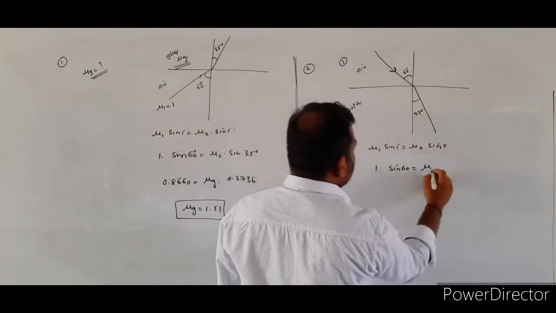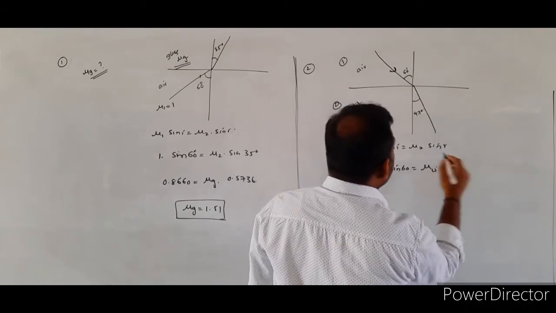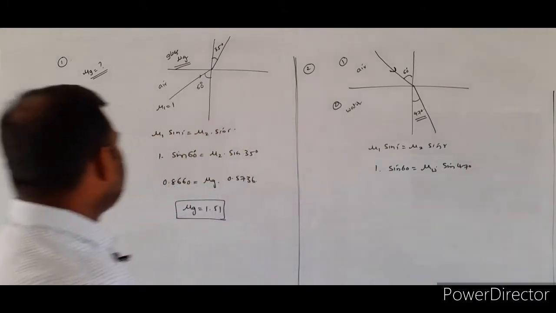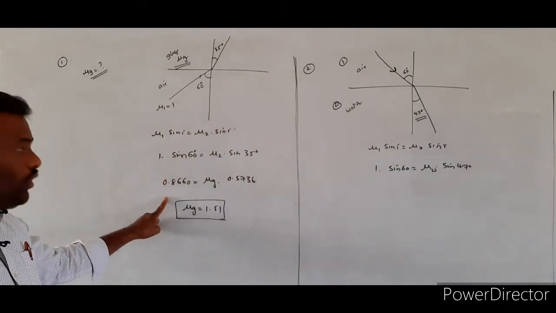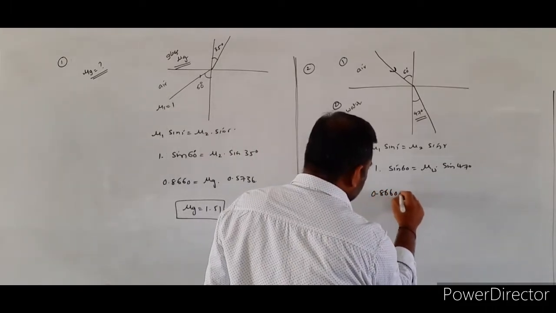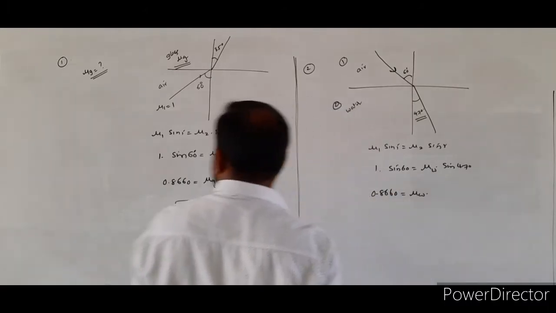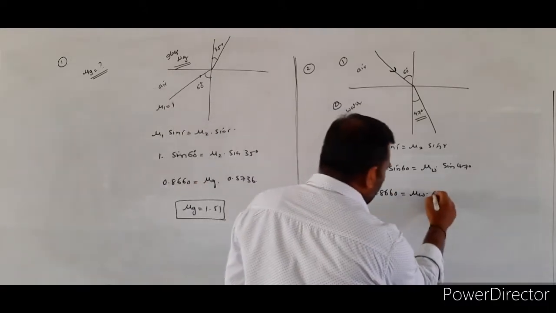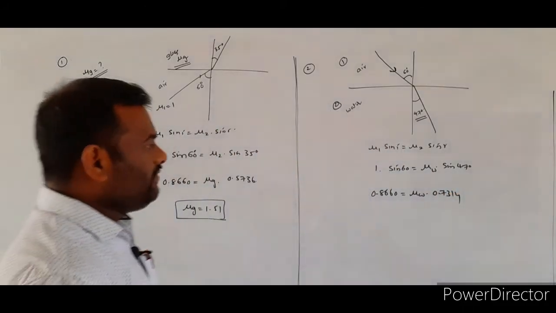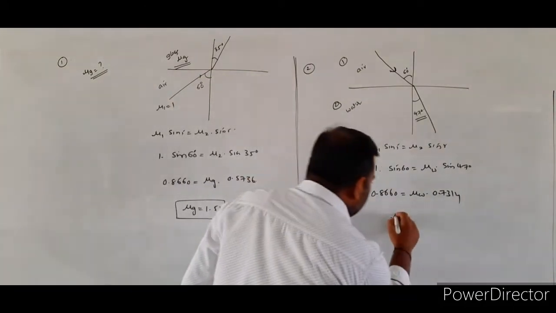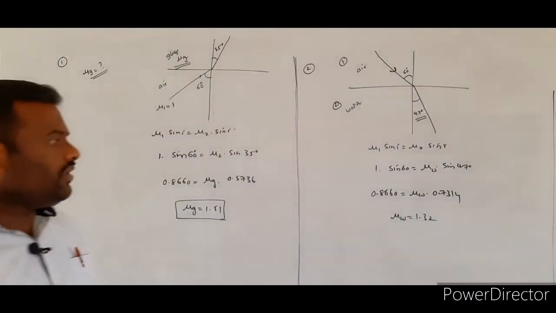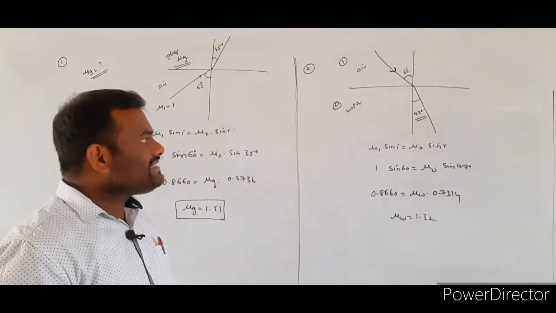The refractive index of the water will be taken as mu w, and the sin of the refracted angle is sin 47. Already you wrote sin 60 value is equal to 0.8660, and mu w into sin 47, where sin 47 is equal to 0.7314. If you simplify, you will get the refractive index of the water is equal to 1.32. So this is the second case.